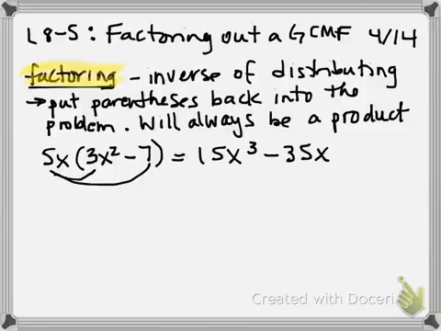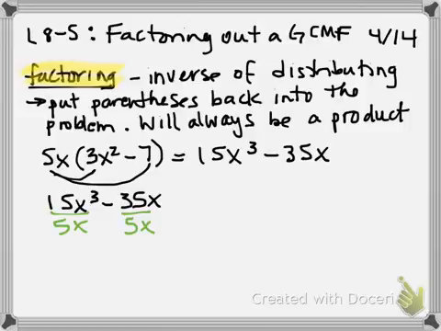So what you're going to work on is starting with the 15x cubed minus 35x, and you need to figure out what those two things have in common. Okay? So what values do 15x cubed and 35x have in common? You will need to look at two different parts of this. You need to look at the coefficient part. What do 15 and 35 have in common? 5, okay. And what do x cubed and x have in common? So we look at the variable part. They have an x in common.